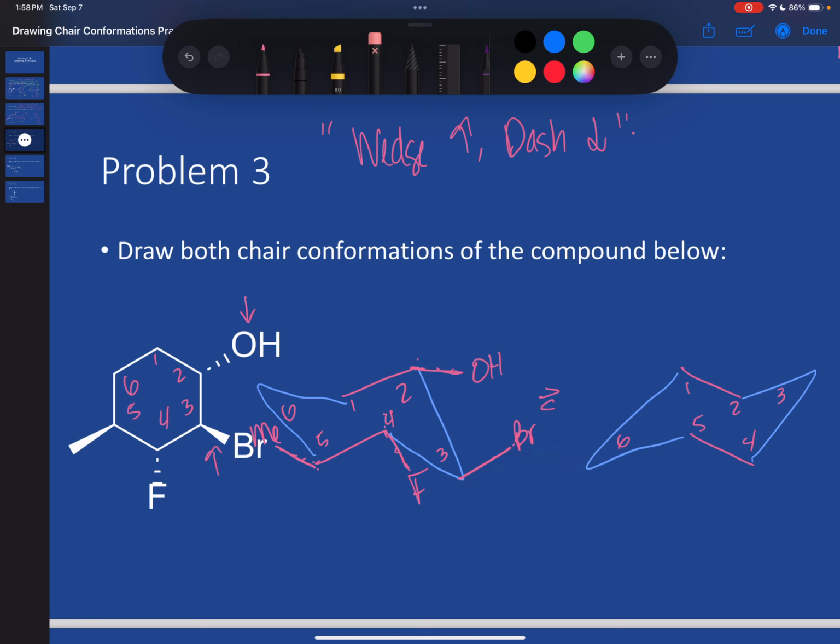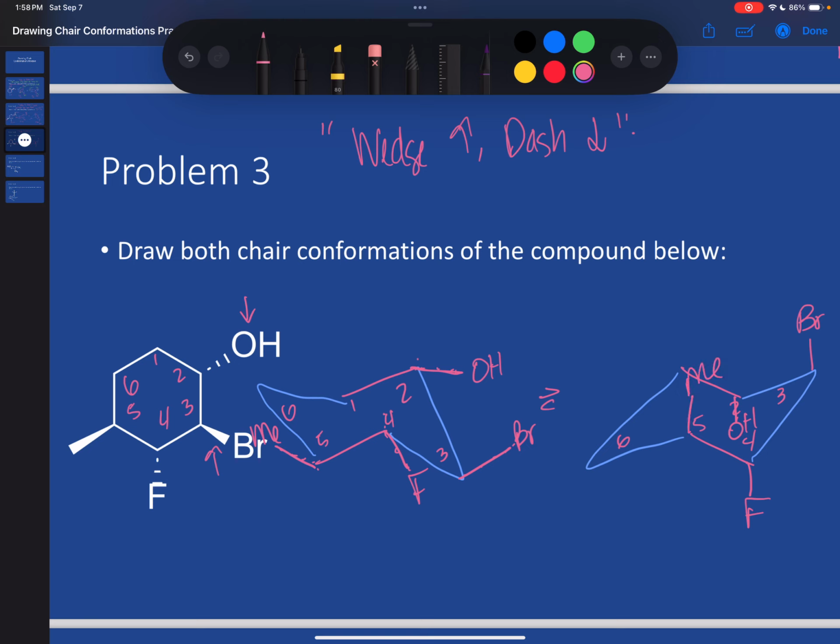Now I'm going to do my flip. So nothing on 1. 2 should be down, and that will be axial. 3 should be up, and that's going to be axial. 4 should be down. Well, that's going to be axial. And then 5 should be up. Well, that's going to be axial as well.